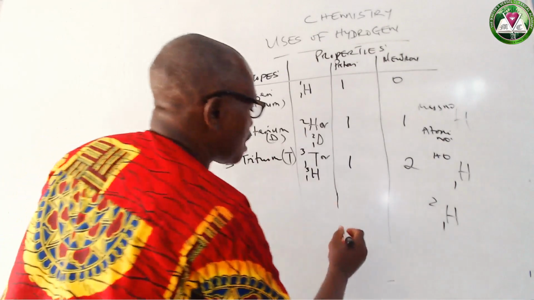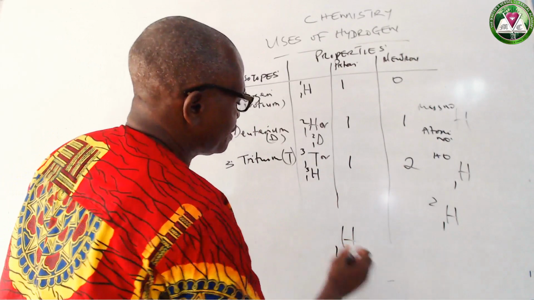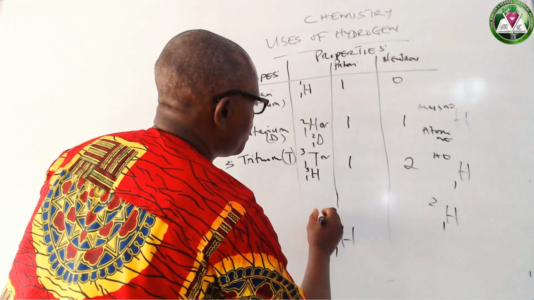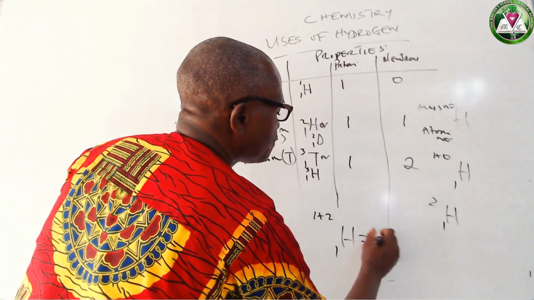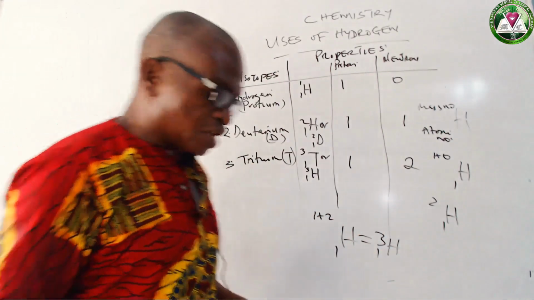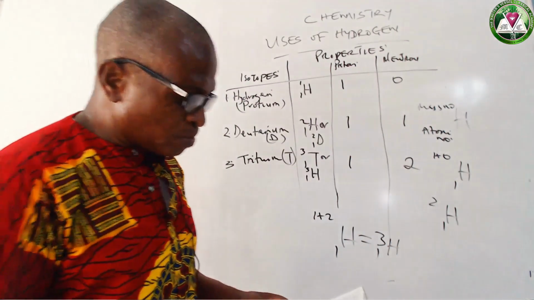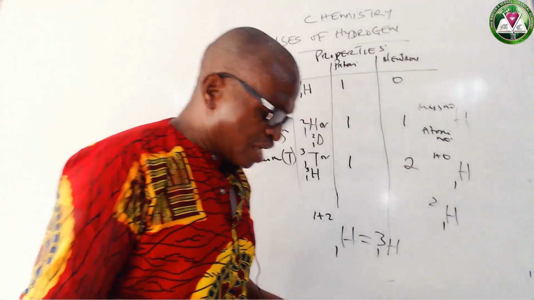Then the third one, you have tritium, atomic number 1. Then mass number will be 1 plus 2. That's why you have 3H1. That takes care of the isotopes of hydrogen. Let's return back.